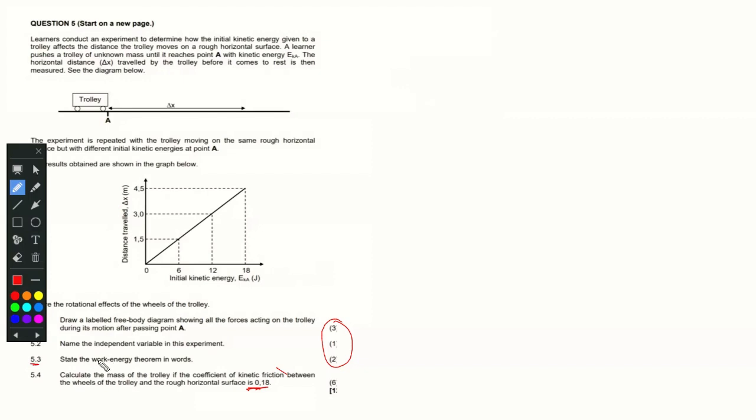In 5.3, they just asked you to define the work energy theorem. And then the question below says, obviously, calculate the mass, which of course means you will need to use energy principles. So it's given that it's a horizontal surface, and they just ask you for the definition of the work energy theorem. That's enough of a hint to show that you need to use that formula. So W net is equal to what? Change in EK. We are looking to calculate the mass, which we will get when we break this down.